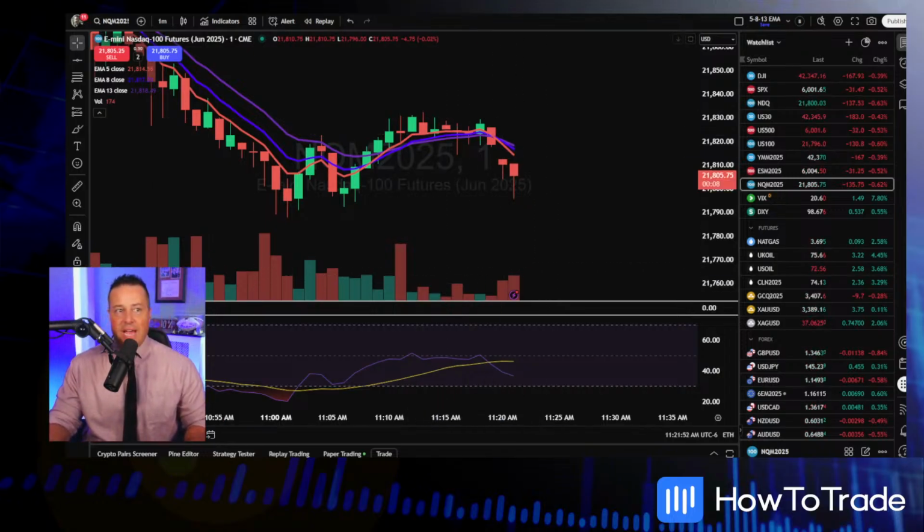But this right here is good downward price action. I do believe that we have an opportunity here to buy probably in the next several minutes. We just haven't really got anything to set up just yet.